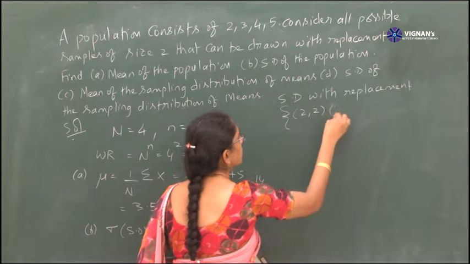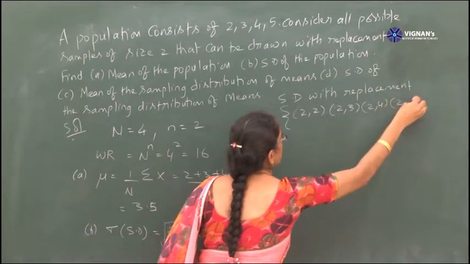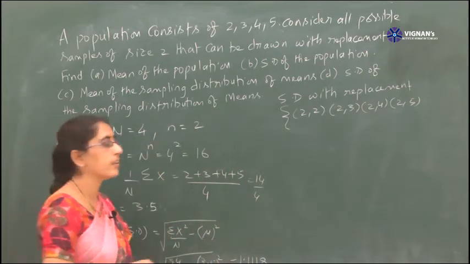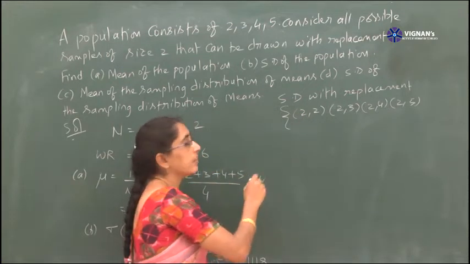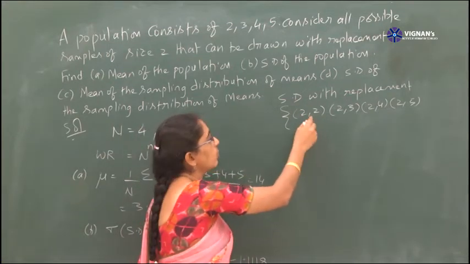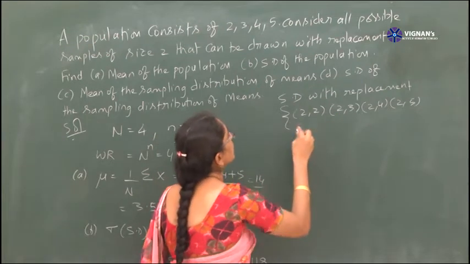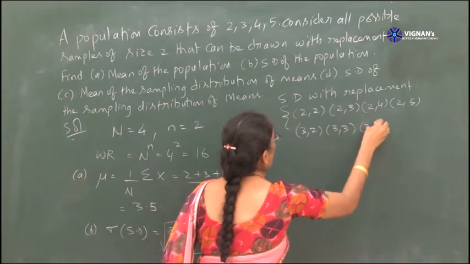So 2 2, 2 3, 2 4, 2 5. That means consider all samples possible with the first element 2. Since it is with replacement, we can consider the same element. The sample size is 2 only. Then starting with 3, so 3 2, 3 3, 3 4 and 3 5.